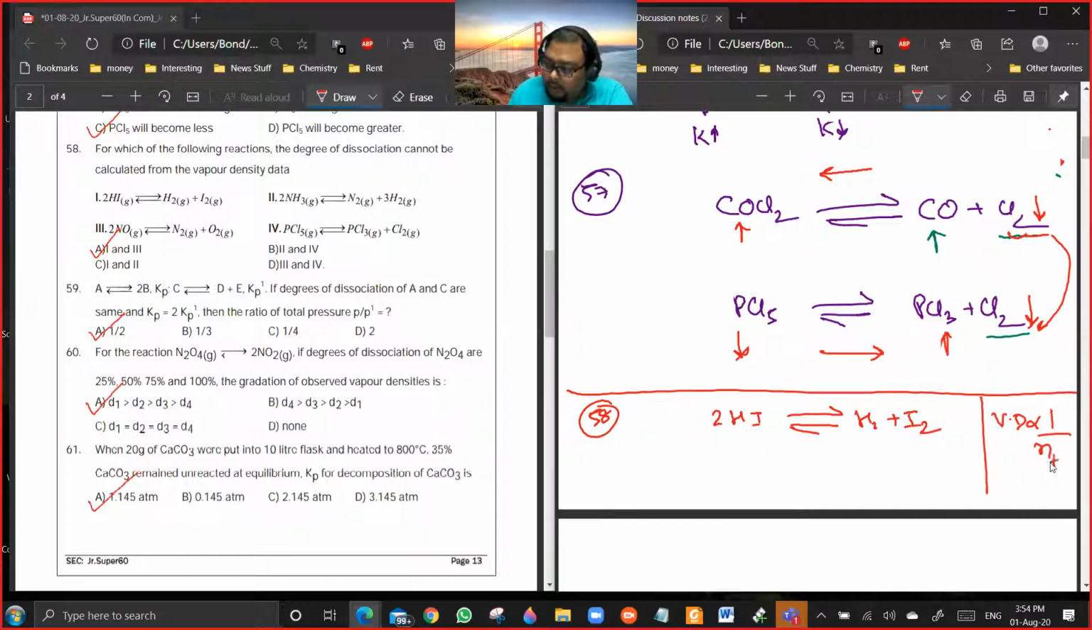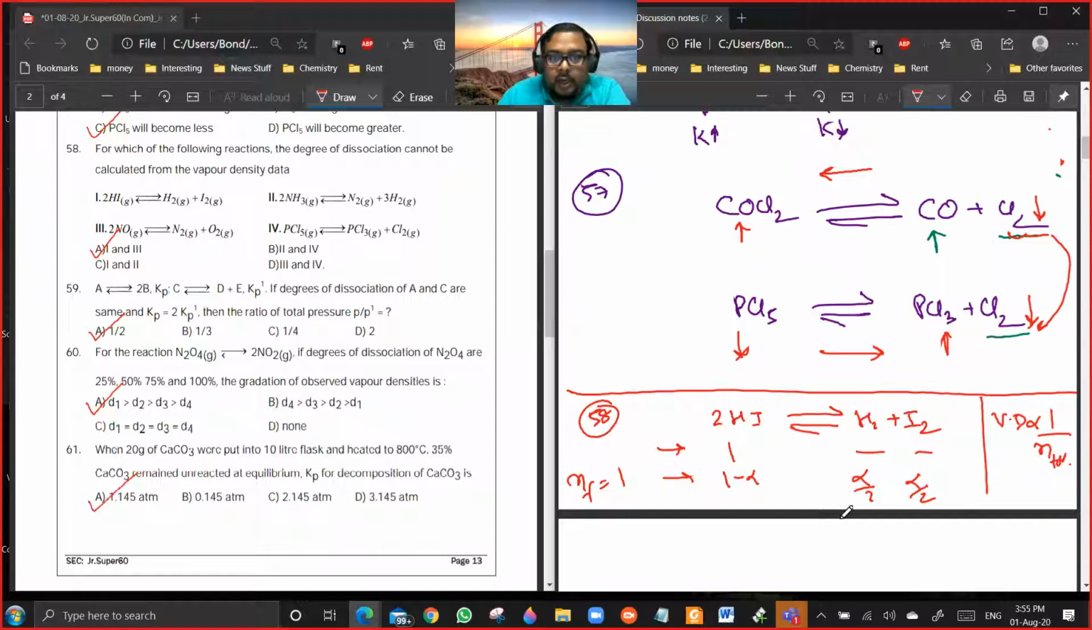Now in this case, delta Ng will be 0. Suppose I am taking 1 mole of this, and then 1 minus alpha, alpha by 2 and alpha by 2. The N final is still equal to 1 mole only. 1 minus alpha plus alpha by 2 plus alpha by 2.